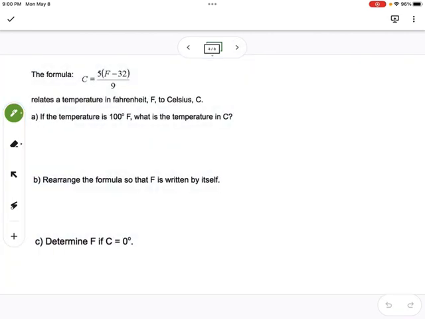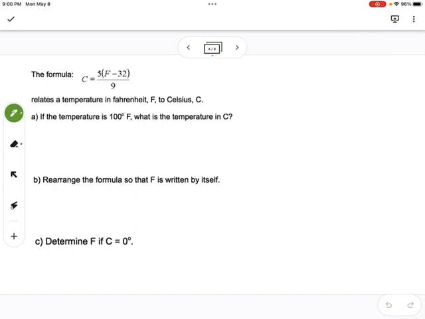Okay, the next equation here, C equals 5 times (F minus 32) divided by 9. This is the temperature in Fahrenheit as it relates to the temperature in Celsius. If the temperature is 100 degrees Fahrenheit, what is the temperature in Celsius?